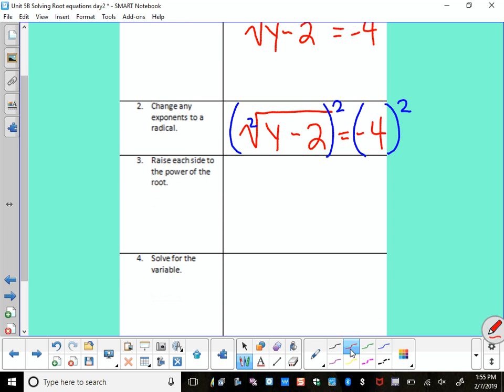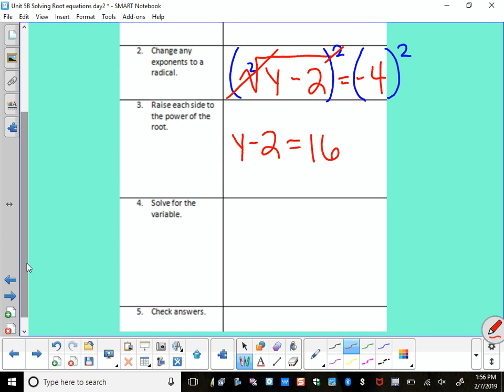So now, my power and my root will cancel out, and I just have y minus 2 left over. And what is negative 4 in parentheses squared? Negative 8. Negative 4 times negative 4 is positive 16. What you just said is what I see all the time. You guys do like 4 times 2, so make sure you're squaring it.